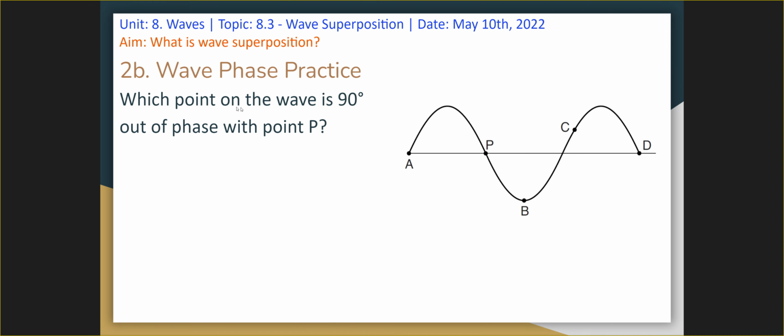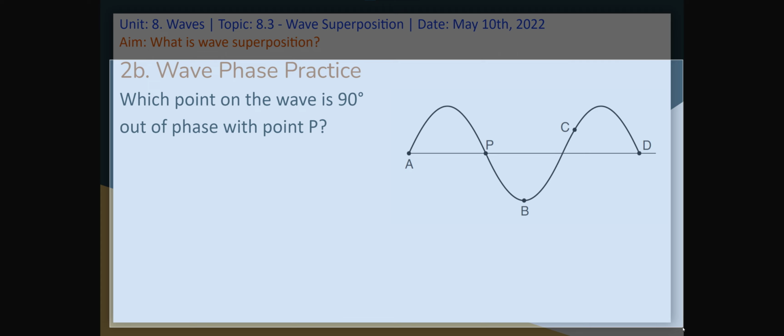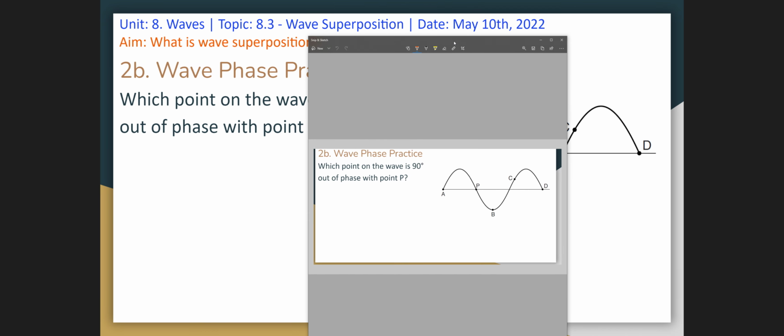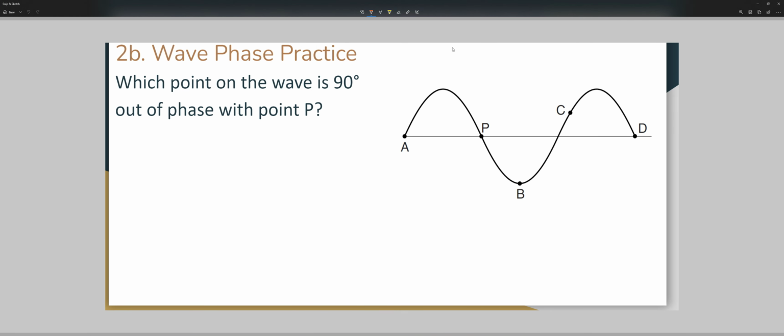Next, which point on the wave is 90 degrees out of phase with point P? Again, if you label it, this would be 0, this would be 90, this would be 180, this would be 270. We don't even need to go further, because if you do B minus P, which is 270 minus 180, you get 90 degrees.